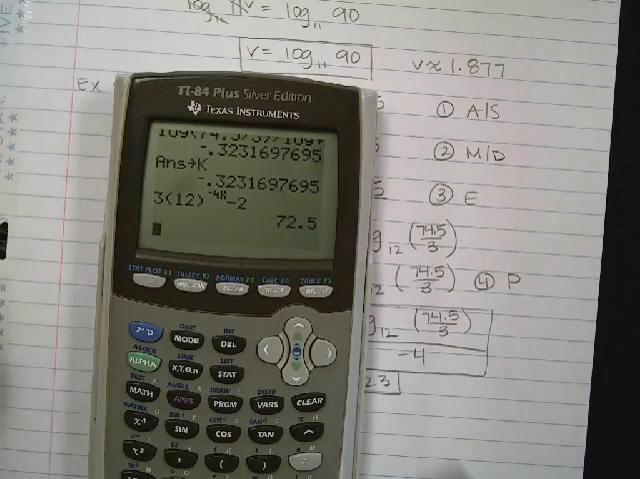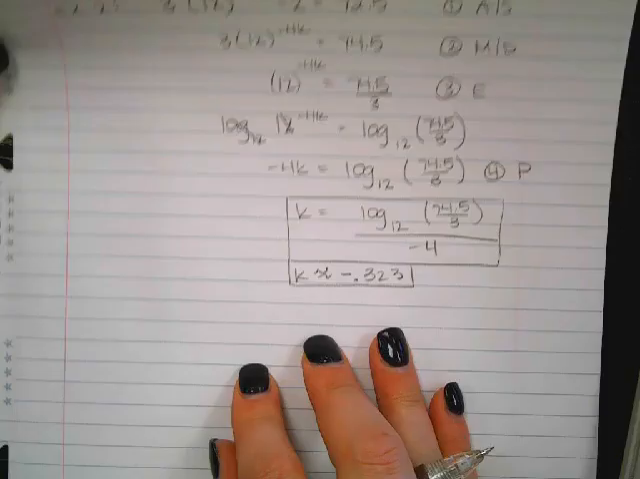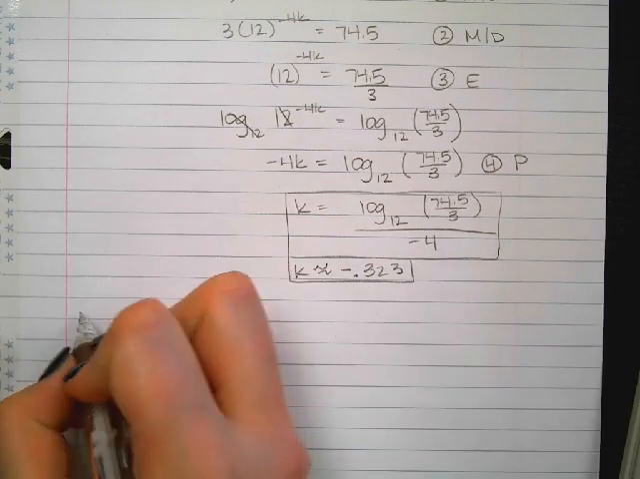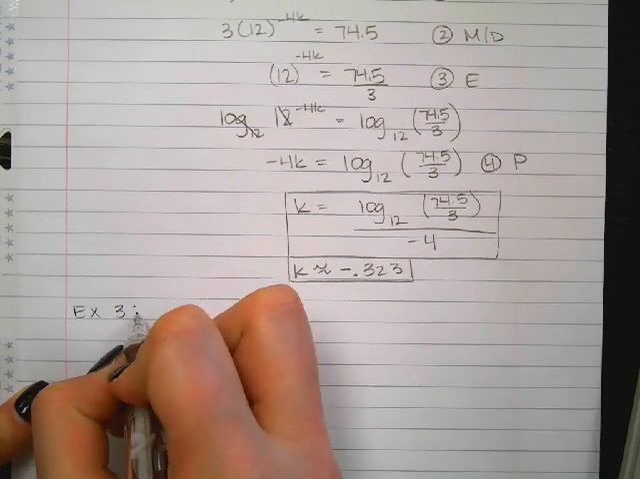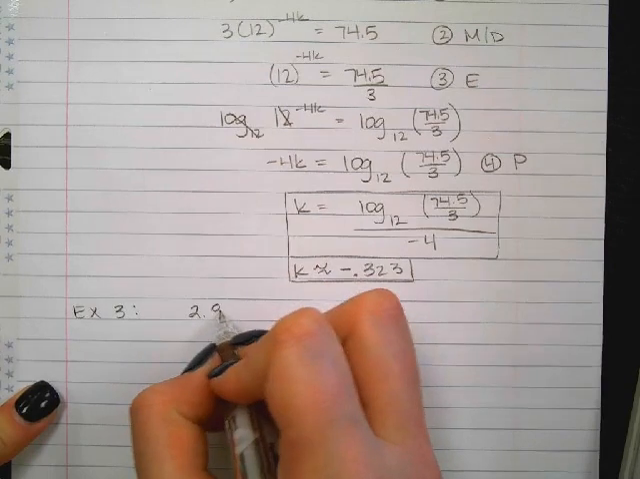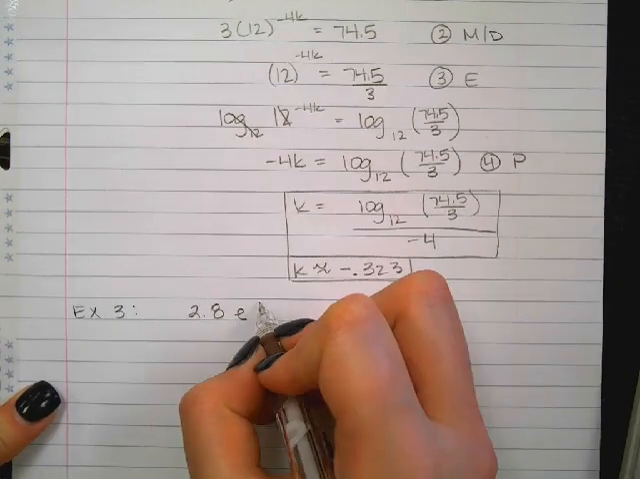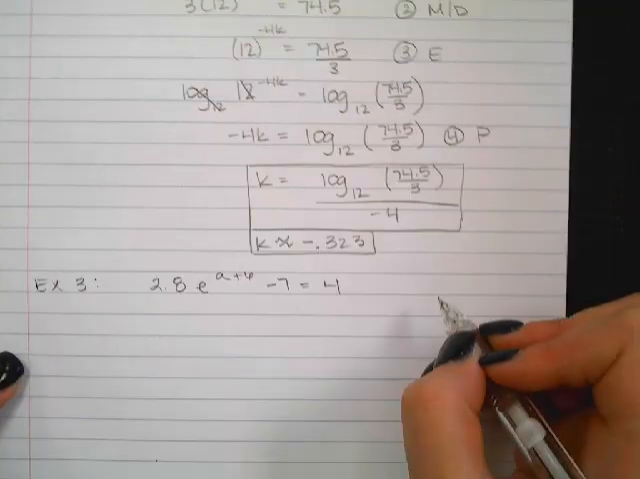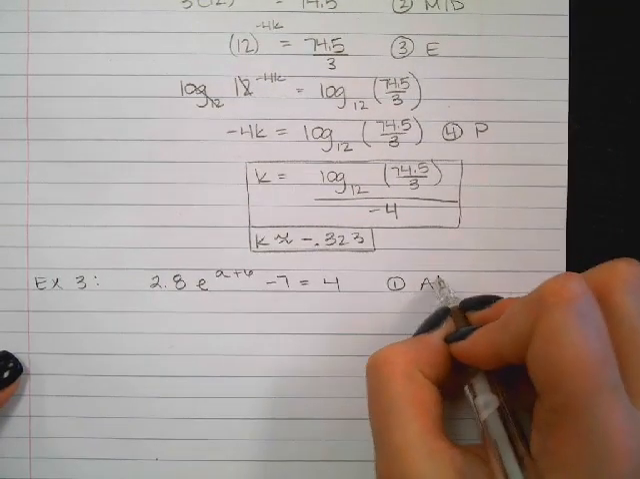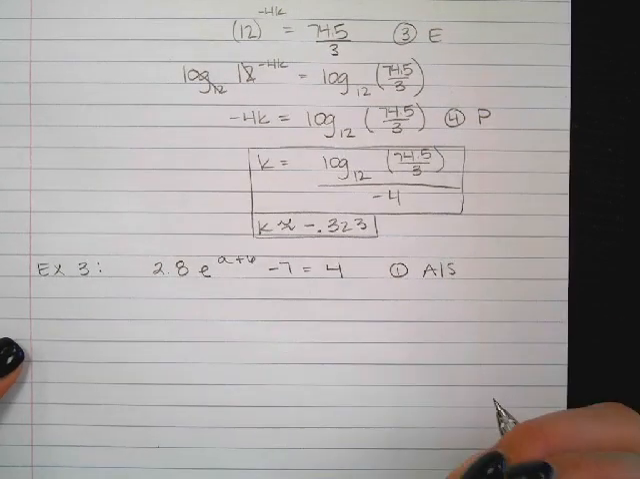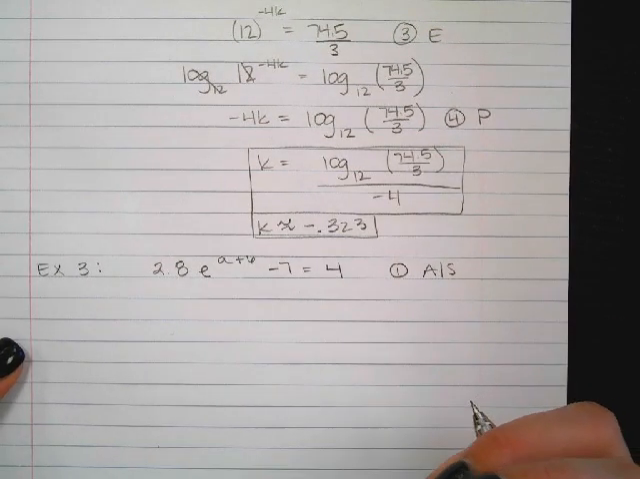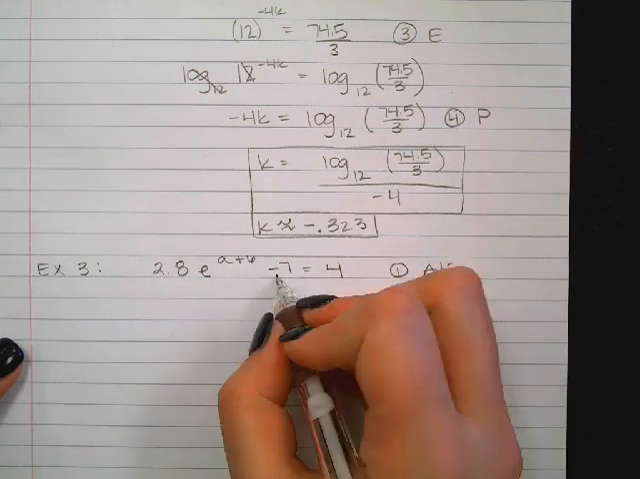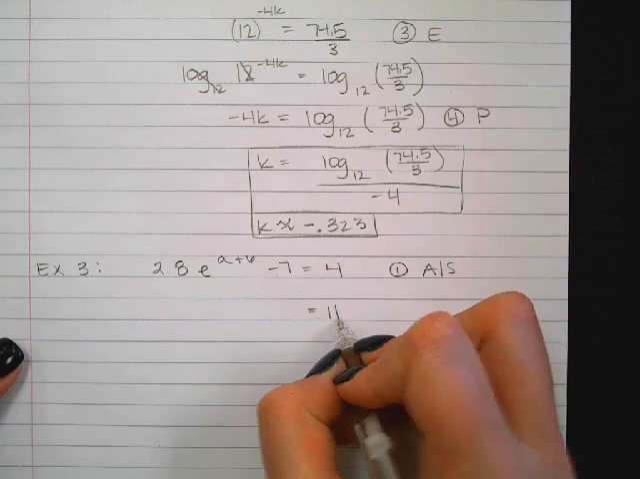All right, and let's do one more example just to make sure that we are totally comfortable with this. So 2.8e to the a plus 6 minus 7 equals 4. So first step, when I want to undo operations, I'm going to see if there's anything I could add or subtract to the other side. So I have the 7. I can go ahead and add 7 over. So that's going to be 7 plus 4 is 11.